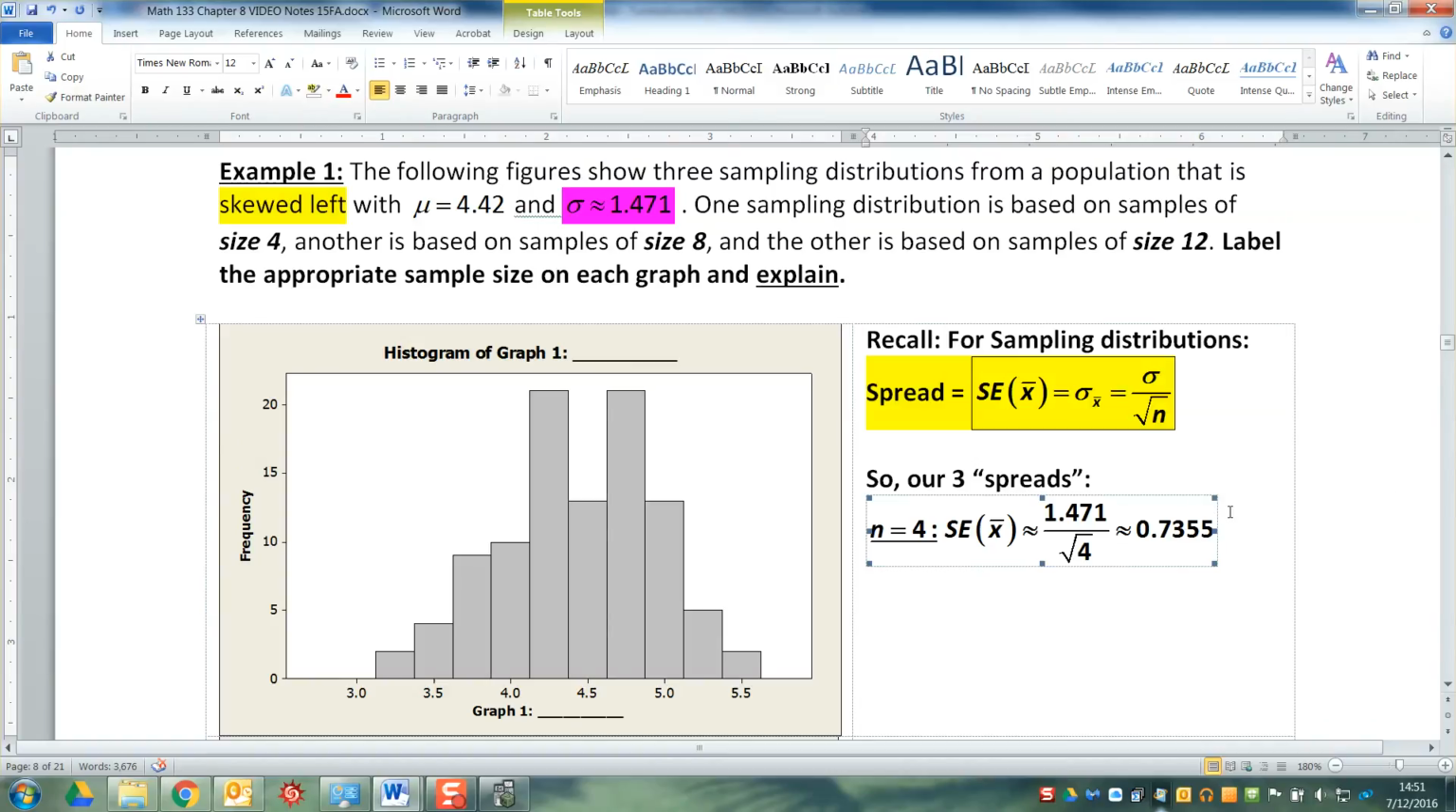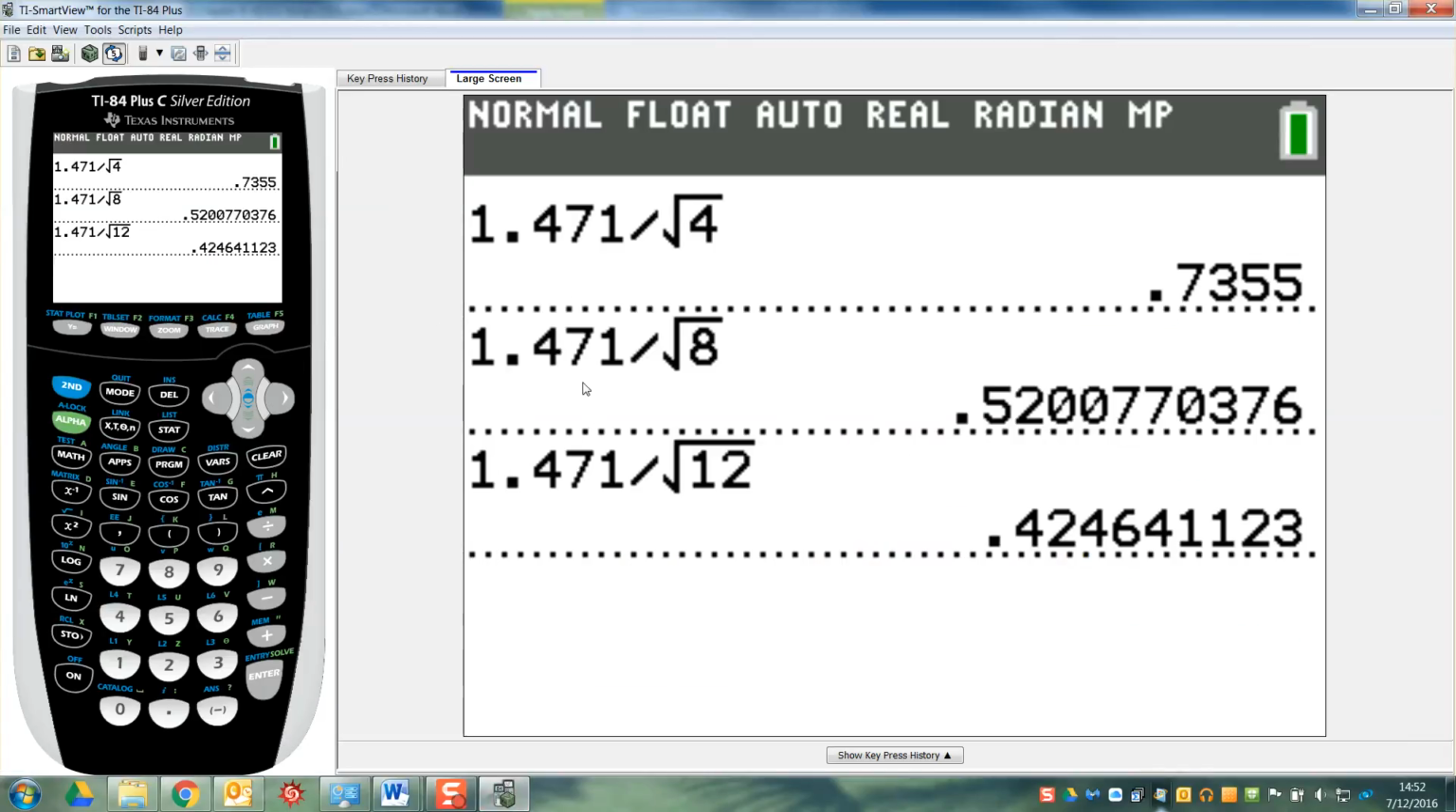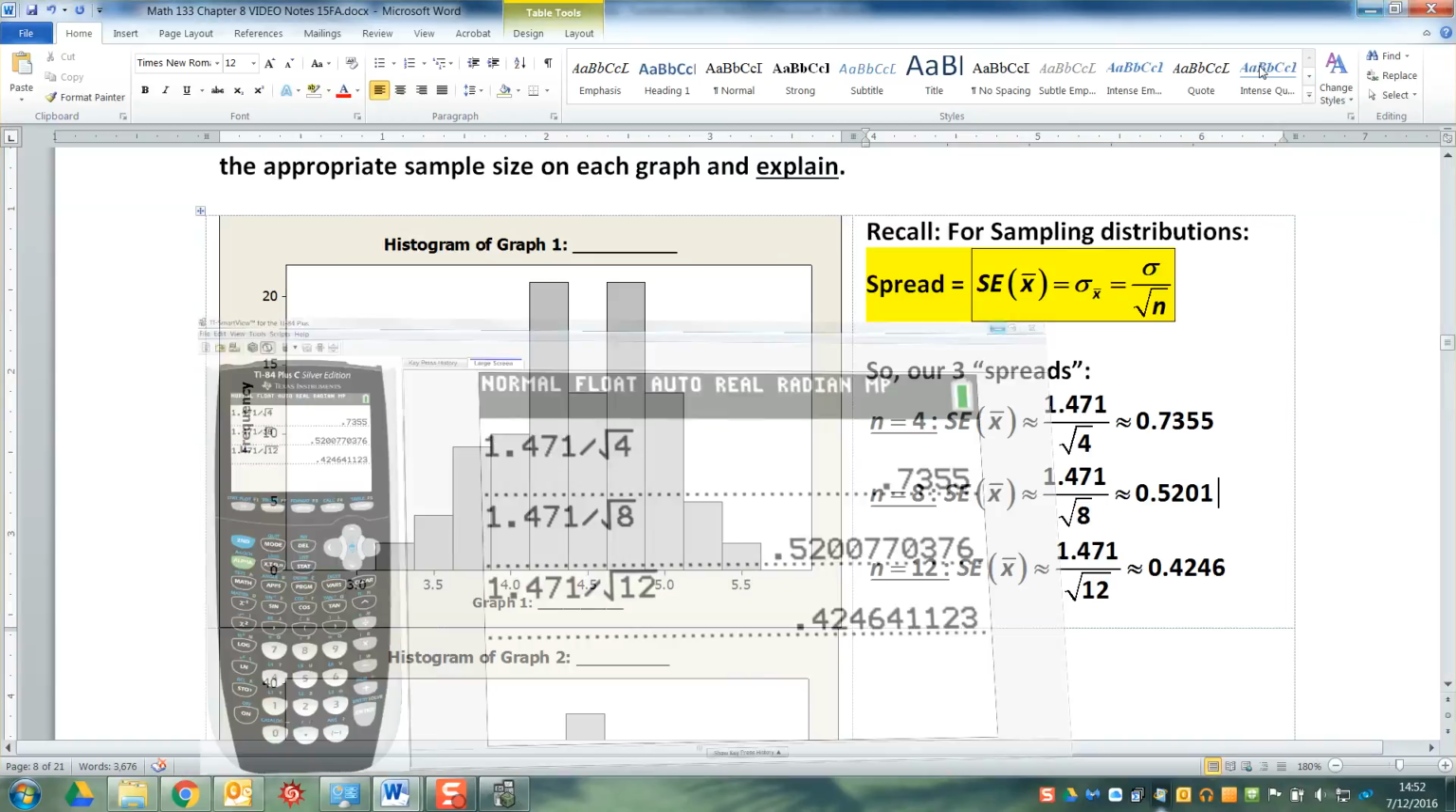And then we'll repeat this procedure for 8 and 12. So we'll get 3 different spreads. Let me pause and I'll be right back with those numbers. There we have it. I found all 3 of them, and you can see the calculator work right there. So I just take 1.471 and keep dividing it by different numbers.